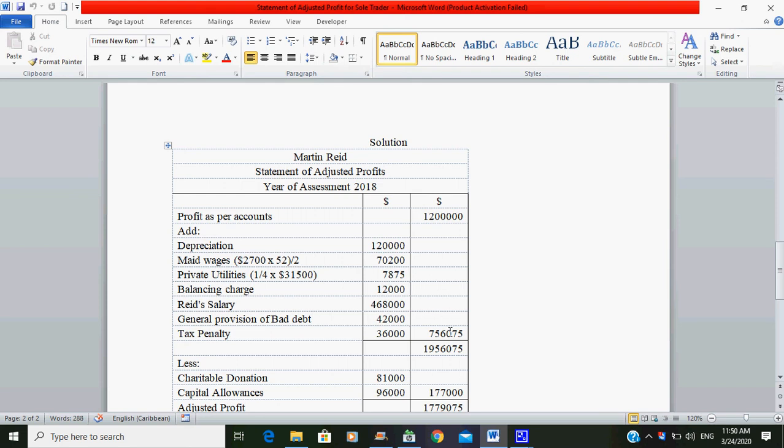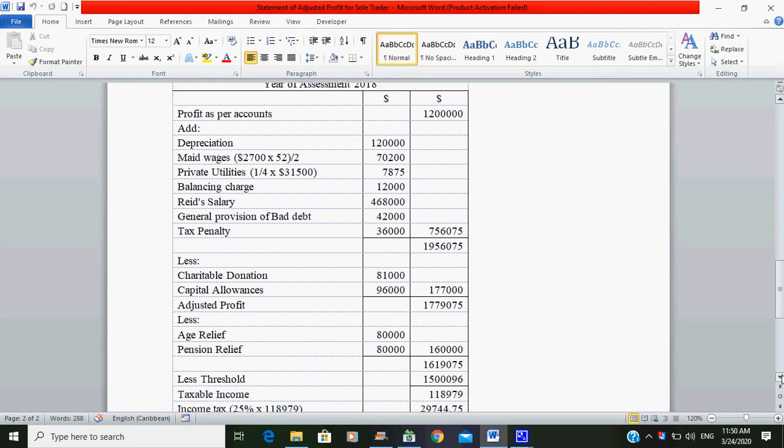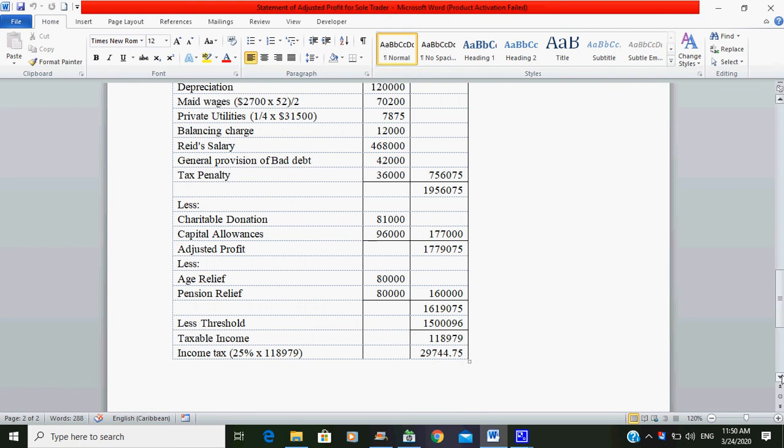You get an amount of 756,075 added to 1.2 million, which gives you 1,956,075. Then less the charitable donation, which is 81,000, and also capital allowances. So you subtract 177,000 from the 1,956,075, and that will give you 1,779,075.